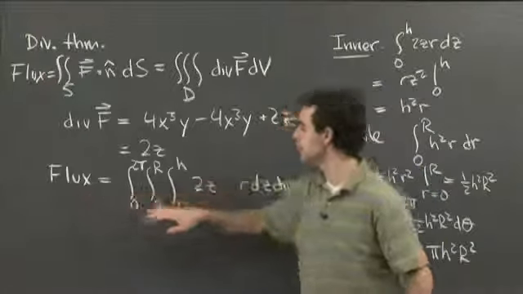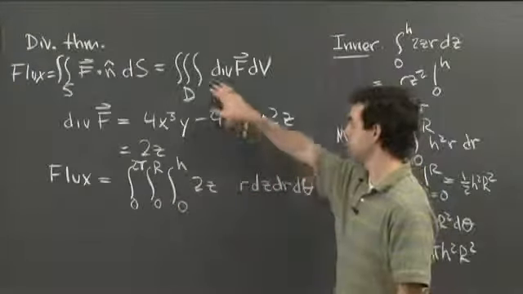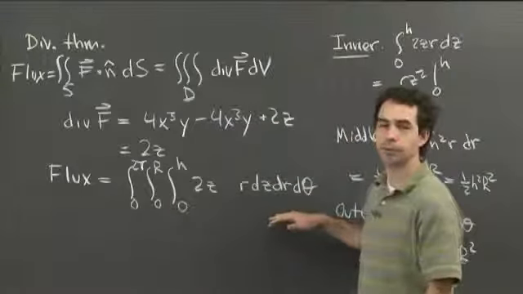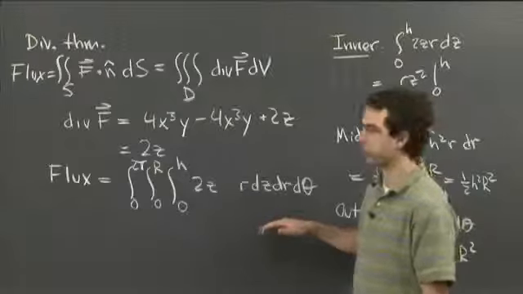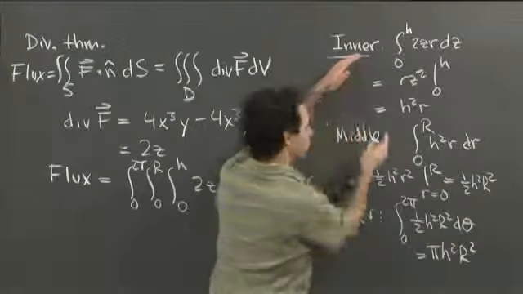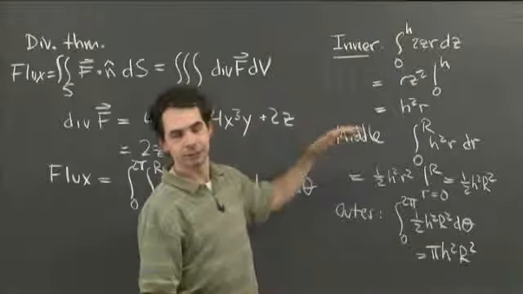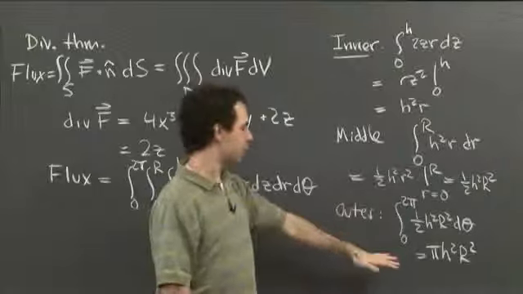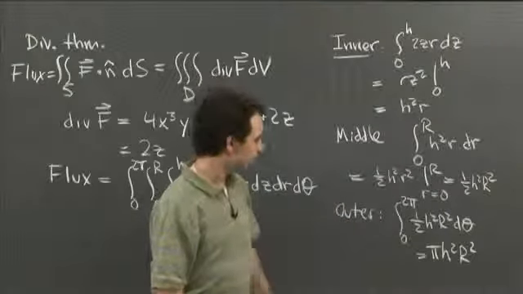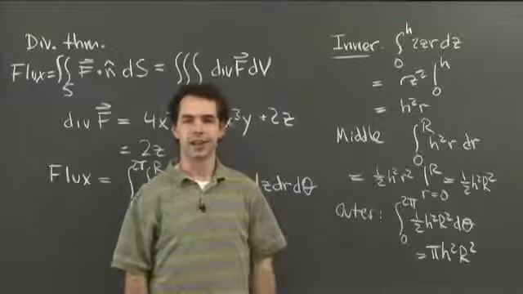And so by the divergence theorem, the flux is just that triple integral. And we wrote it out here. We were integrating over a cylinder, so a natural thing to do was use cylindrical coordinates. And then we computed the triple integral just like we always do. I did it in three steps, inner, middle, and outer. You don't have to do it exactly this way if you don't want to, but it works for me. And we got our final answer, pi h squared R squared. I'll stop there.